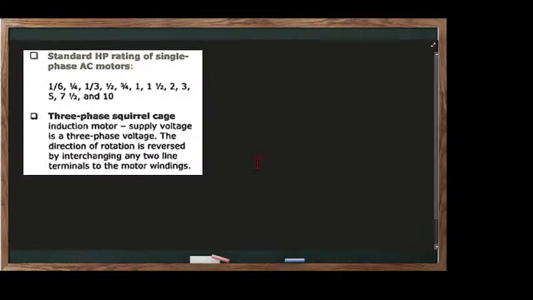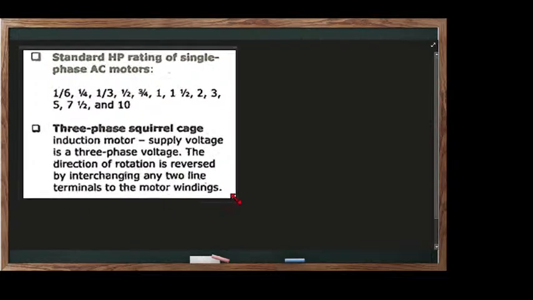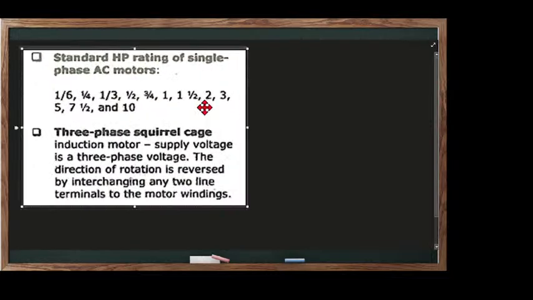Small in size. Okay, so the standard HP rating of a single phase AC motor. So for all single phase AC motors, these are the sizes of the motor in HP. The smallest is 1/6 of a horsepower, while the biggest is 10 horsepower.